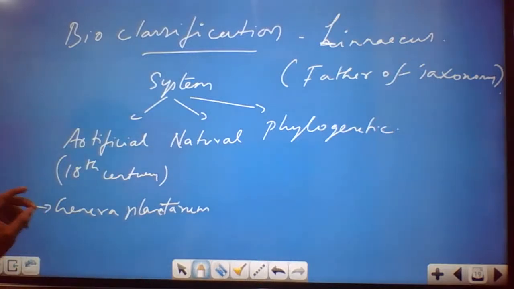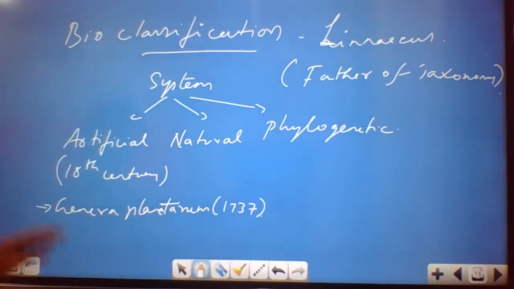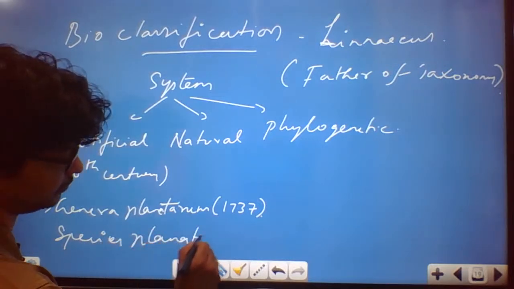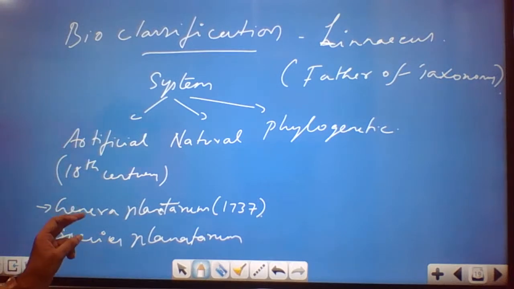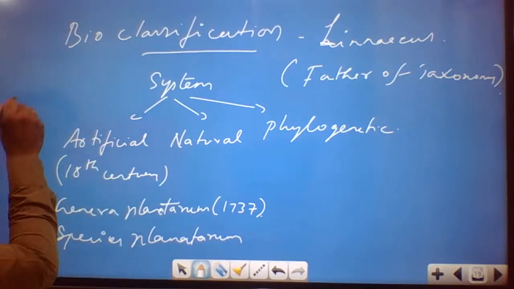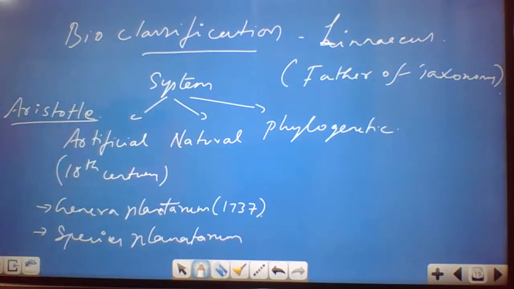Genera Plantarum was proposed in the year 1737, and then Species Plantarum in 1753. This type of classification is called the sexual system of classification, which was even proposed by Aristotle in the very beginning.